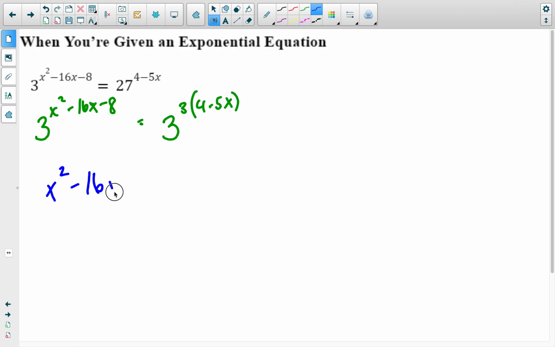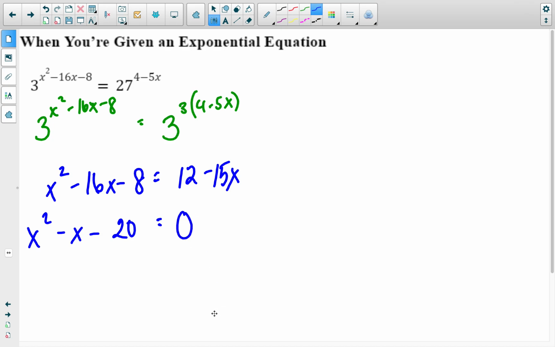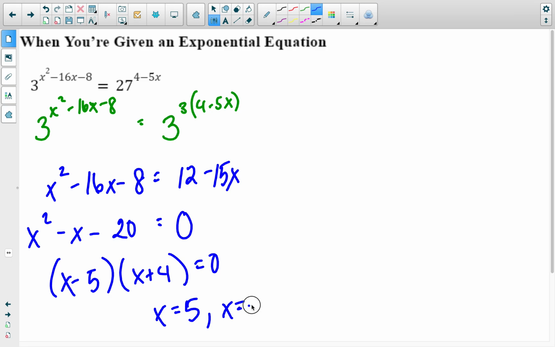Okay, x squared minus 16x minus 8 equals 12 minus 15x. We're going to solve a quadratic again. X squared minus x minus 20 equals 0. Okay, factor: x minus 5, x plus 4, meaning x equals 5, and x equals negative 4. Okay, got two solutions. Those are it.